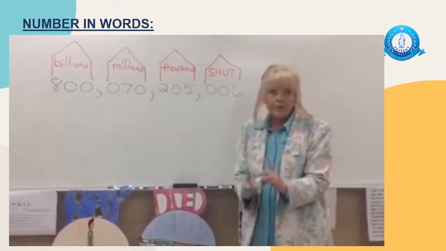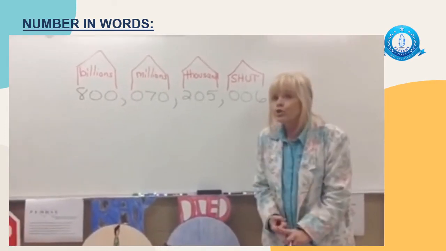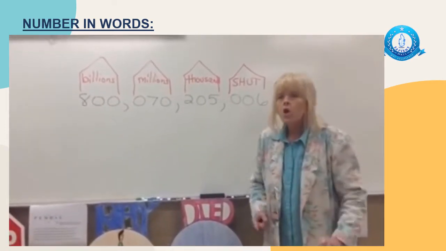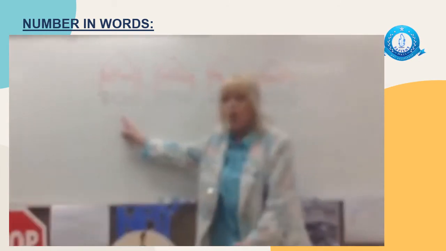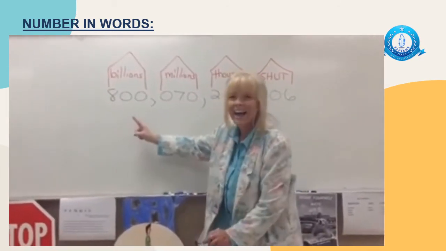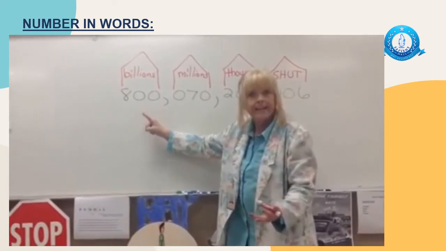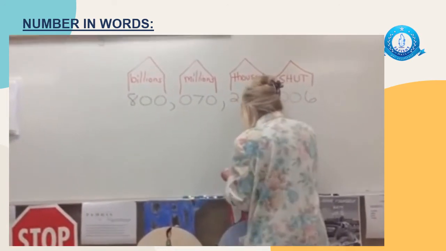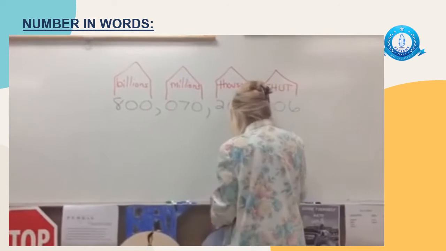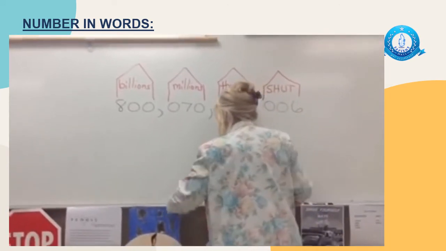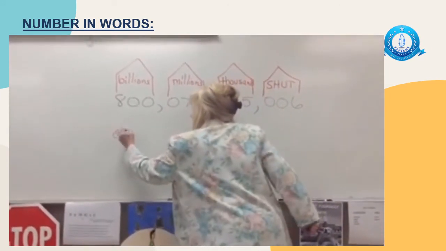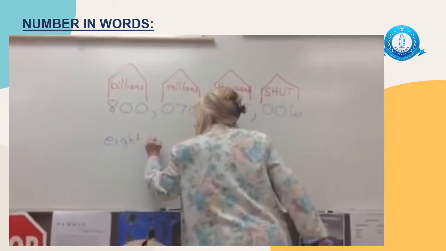Now, the way you read that number is, first you say, who's in the house? Who is in that house? Who's in that house? 800. So if you were writing this number, you would write, I'll use balloon, 800.